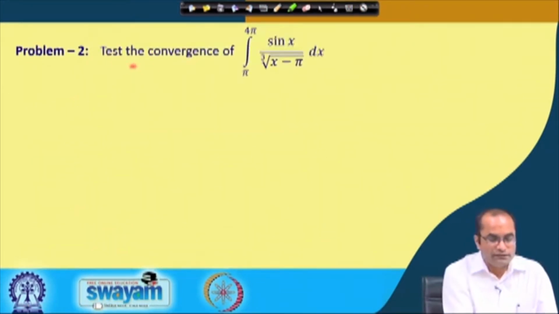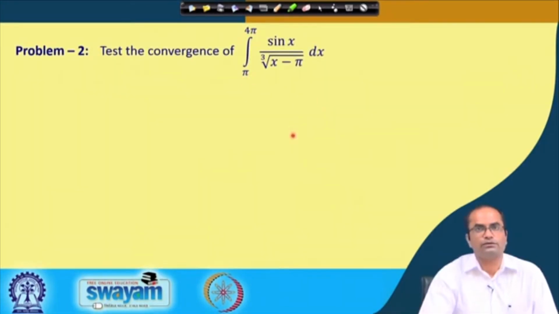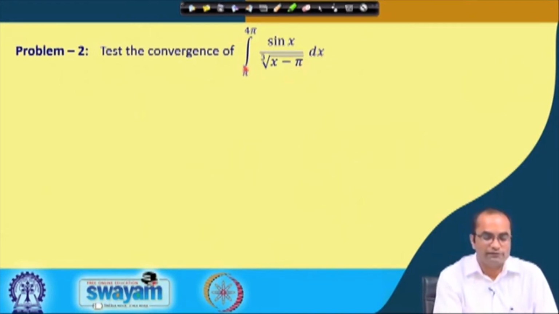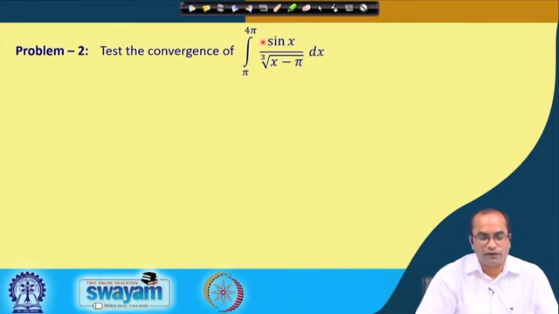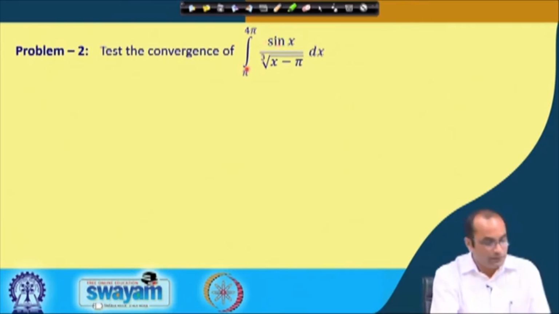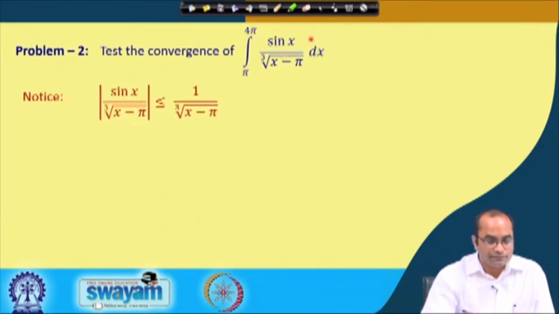Now, we will test the convergence of the integral from pi to 4 pi of sin x over the cube root of (x minus pi) dx. Again we have a problem, as the integrand is becoming unbounded, and now we will discuss the convergence here.